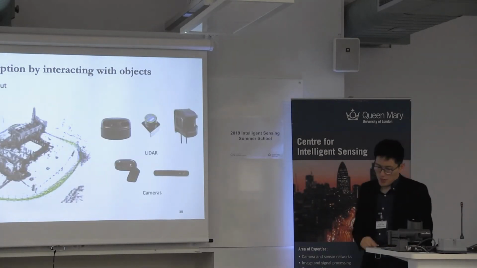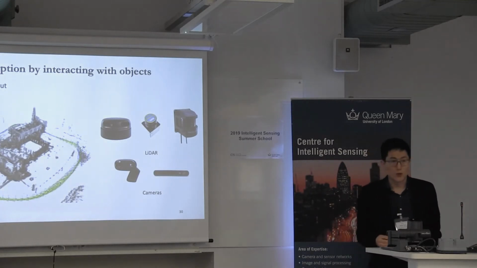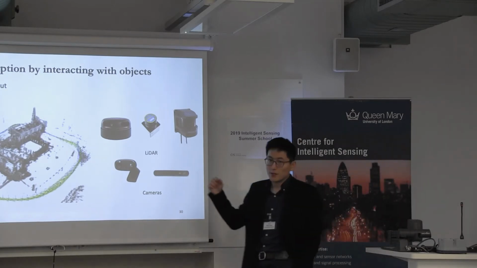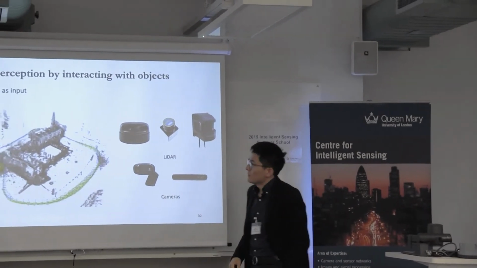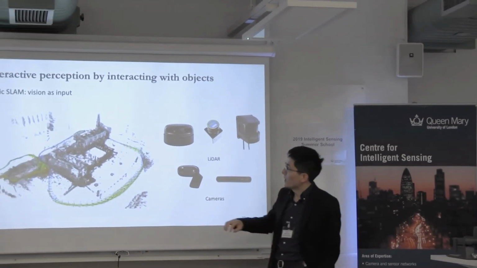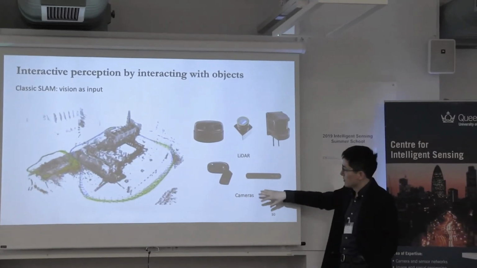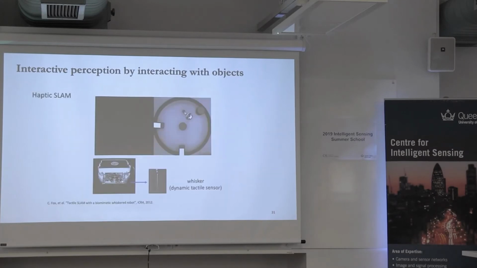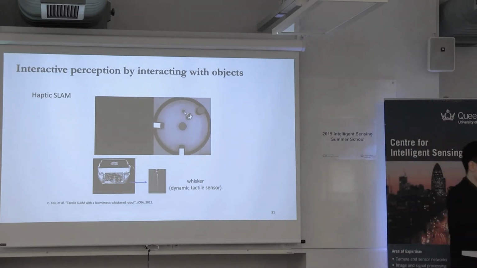One of the common settings for these actions is the SLAM setting, right? We can do the localization and mapping in the environment. But what we always do is we have vision as the input. So we can have visual sensors, cameras, but it's possible to have tactile as the input. There are some prior works using whiskers, as you have seen in the previous slides.